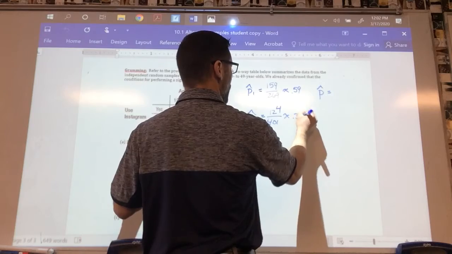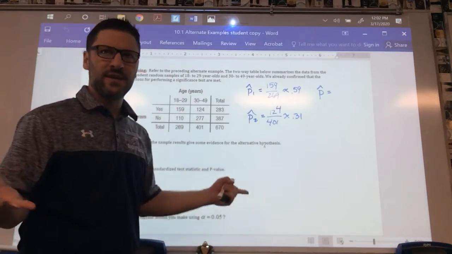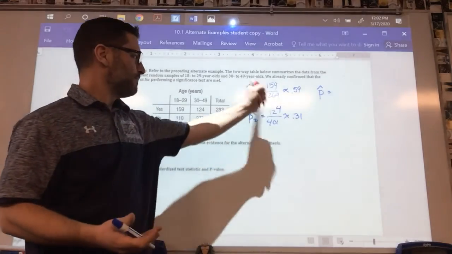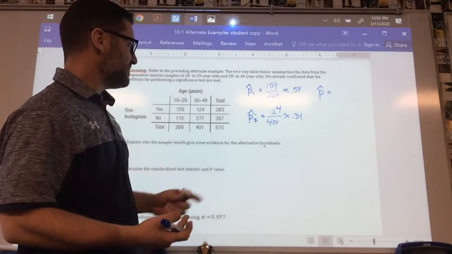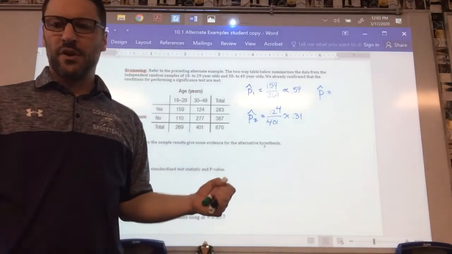And those decimals are what we found earlier, 0.59 and 0.31. About 59% of the people in this specific sample used InstaFace, and 31% in this specific sample. But then what's the P hat that we're going to use?